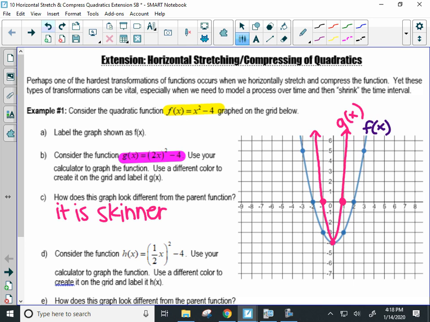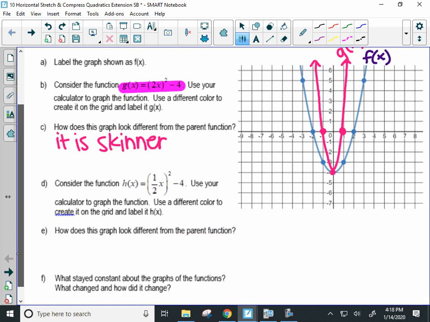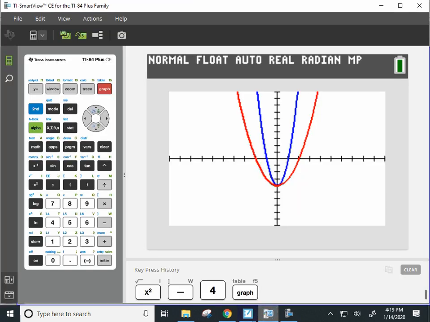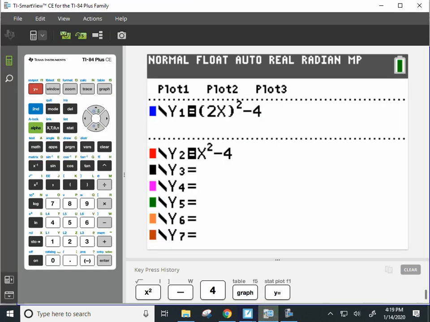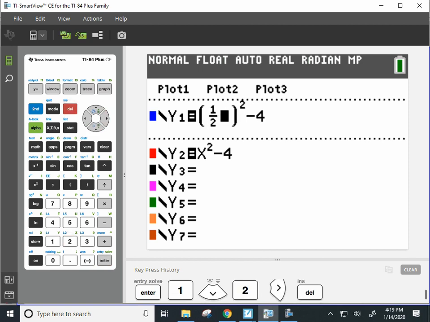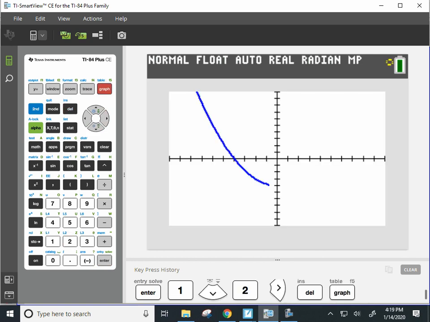All right, now we're going to consider a new function, 1/2 x, the quantity squared, minus 4. So I'm just going to change the top equation here in my y equals. So I'm going to change that 2 here to a 1/2. Delete that 2 and hit graph. Now that's the blue graph, and the red is my original. So this blue graph looks wider.